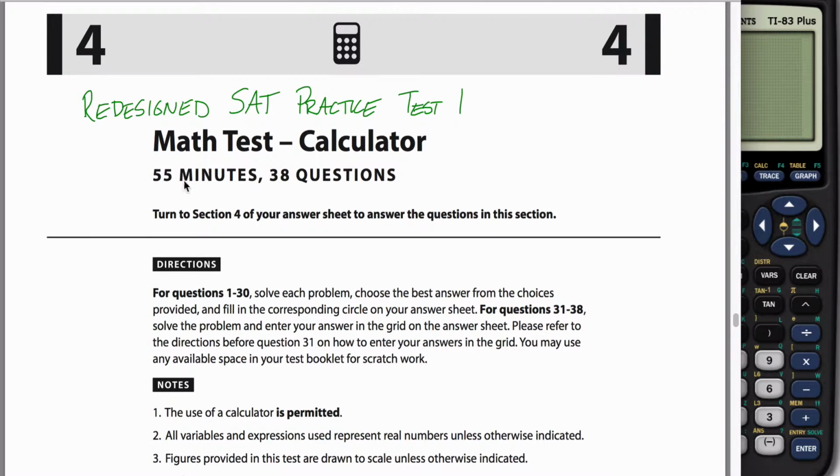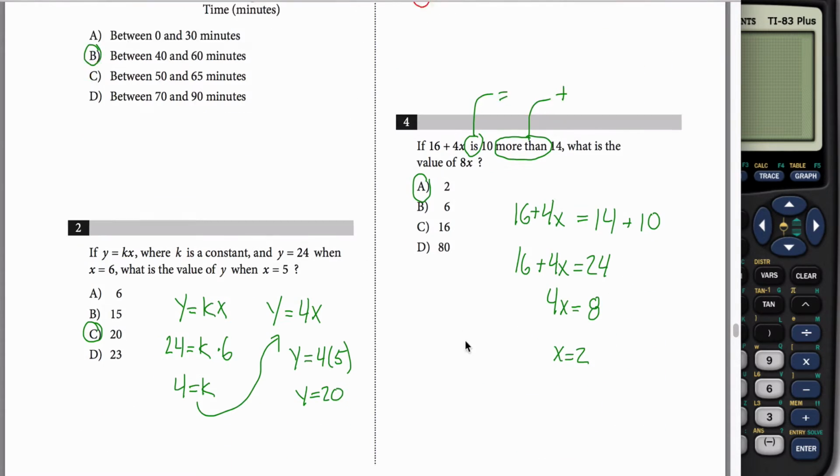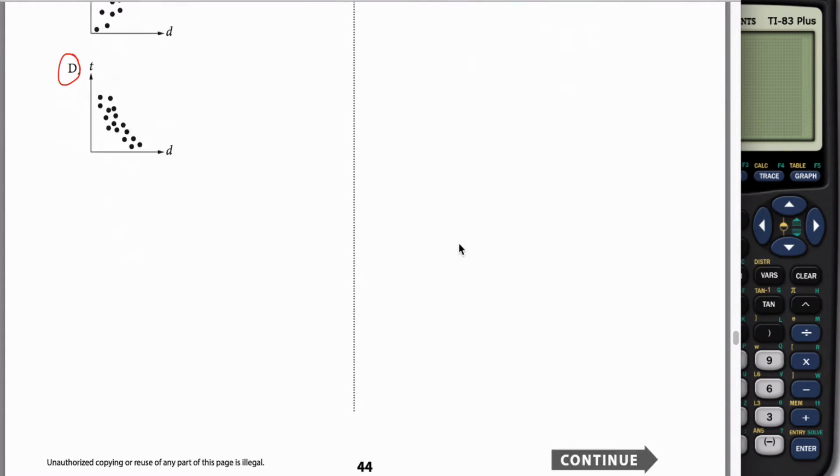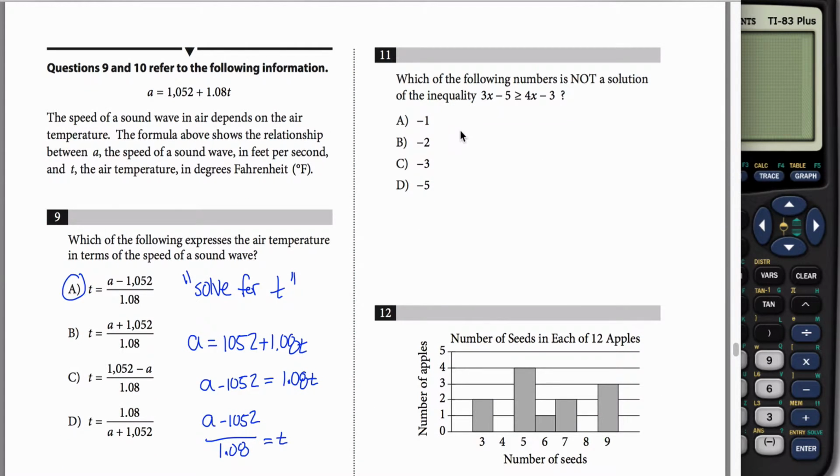All right, here is part 2 of section 4 from this redesigned SAT practice test 1. So this is the calculator section of the math portion. In my part 1 video, I did problems 1 through 10, as you can see here. So in this video, I'll pick it up with number 11, which is this inequality problem.